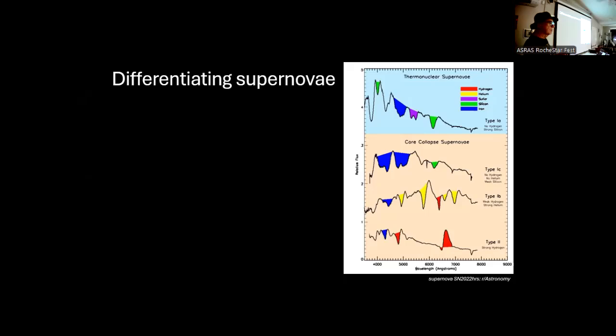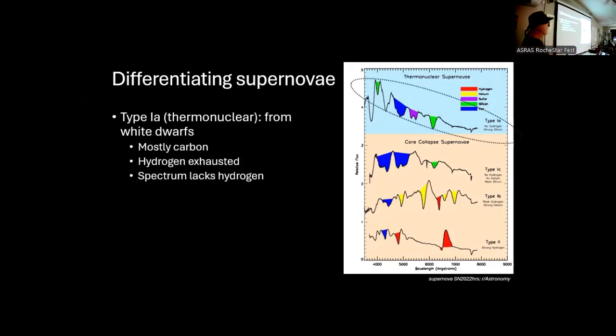Just a bit about differentiating supernovas from each other, because now that you know how they occur, you can understand how they interpret some of these spectrographs. The white dwarf explosions, sometimes referred to as thermonuclear type 1A supernovas, occur from stars that are mostly carbon. Their hydrogen has been exhausted, and so the spectrum lacks hydrogen. If you look for hydrogen in their spectrum, you don't see it. So when they do spectrographs of these supernova remnants and they don't see hydrogen, then they classify them as thermonuclear type 1A.